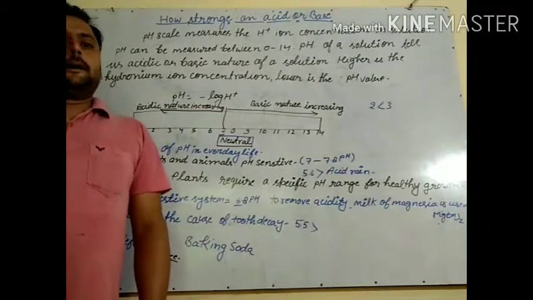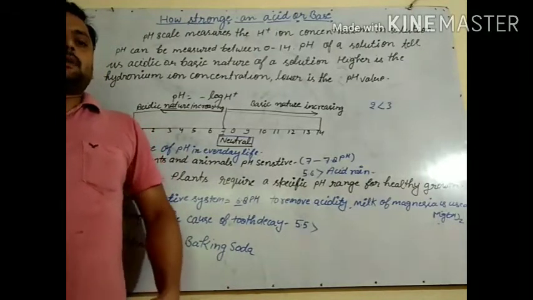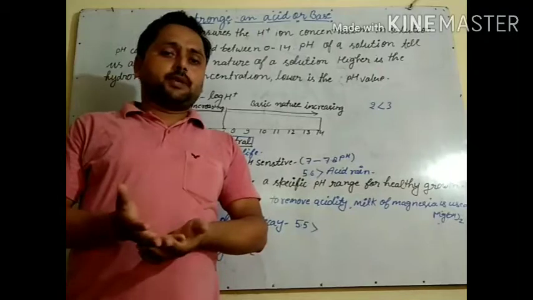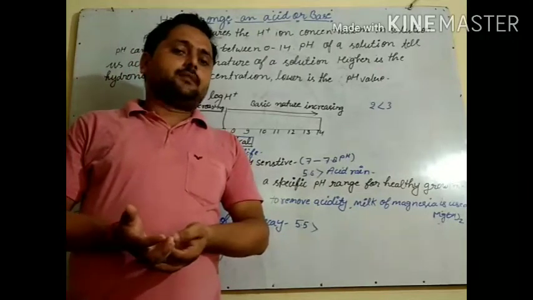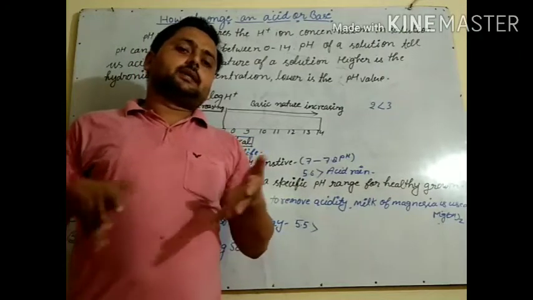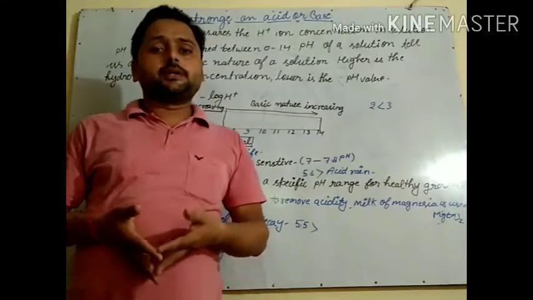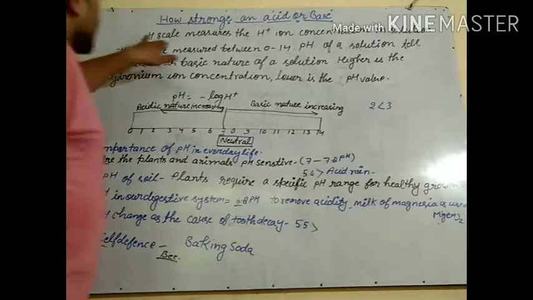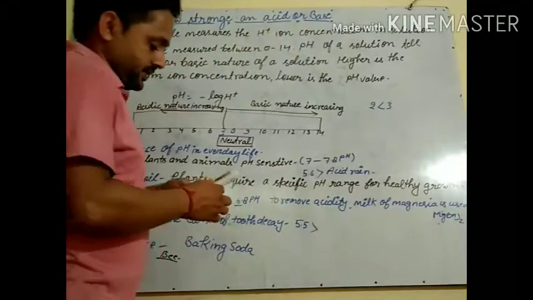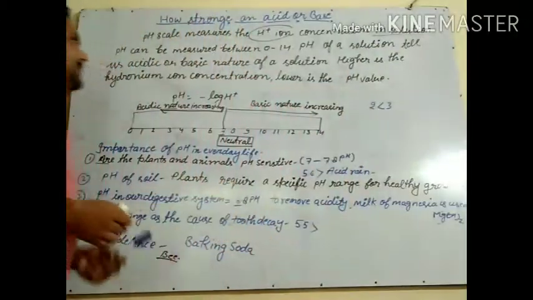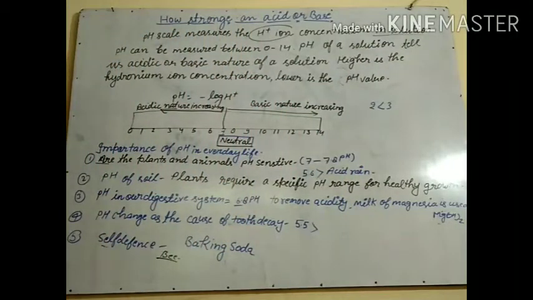So the strength of acids or bases is decided on the basis of pH value. If we know the pH value of a solution, of a substance, of an acid or of a base, we can say that the base is a strong base or weak base. So let us see how we can explain it and how it is useful. The pH scale measures the H ion concentration in the solution.